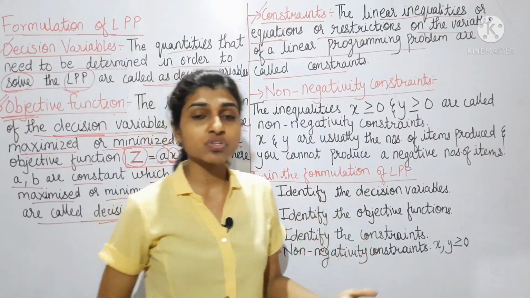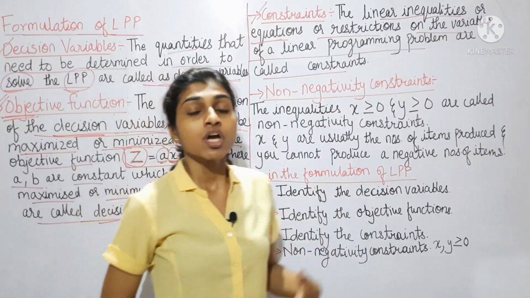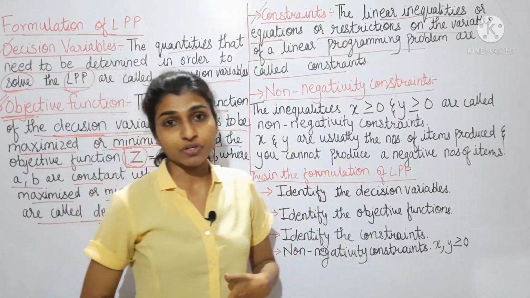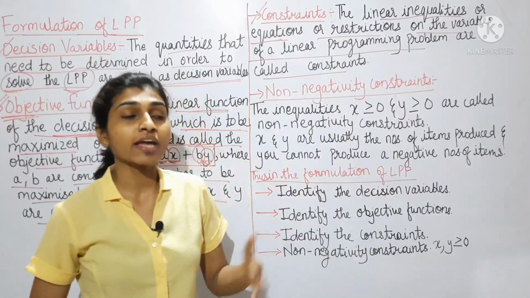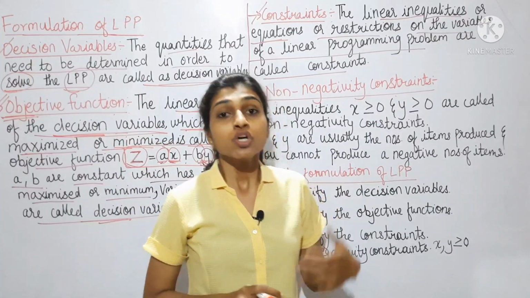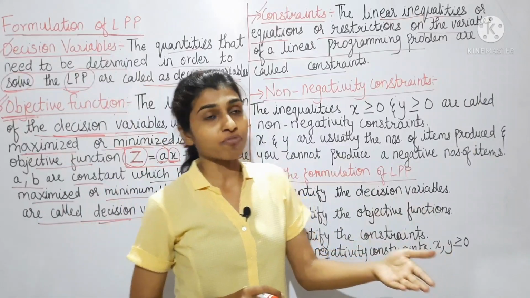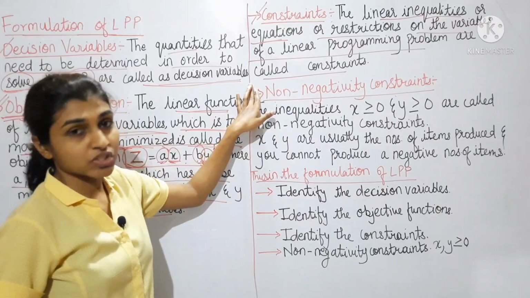Suppose in a manufacturing process, you want to maximize your profit for a particular product. Now there will be many restrictions, like there will be less labor, or raw material will not be available. So these are restrictions in order to achieve the profit. So constraints are restrictions or limitations.